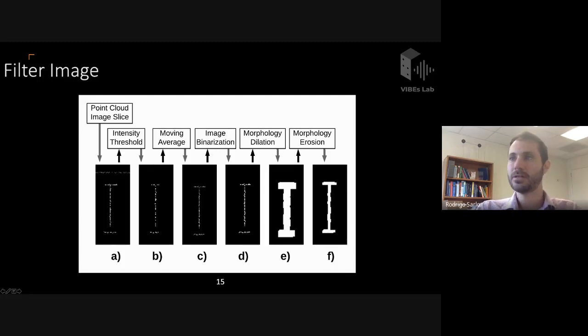So the filtering is where the power of this technique comes in. We start with an intensity threshold that's able to, just based on the reflectivity of certain elements, isolate structural components. So you can see how there was a wall here, a non-structural wall that got eliminated.